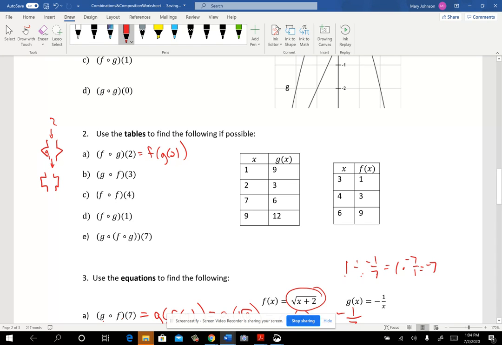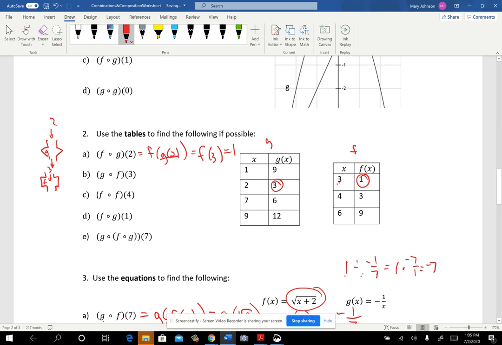Like 2 doesn't go into f. We don't just look at f of 2 and g of 2 and do something. We do g of 2. All right, so here's the g. This is for g. This is for f. G of 2 would be 3. So in place of g of 2, I'm going to put a 3. So what came out of the g function was 3, and that's what's going to go into f. And so now I jump over to the f table, and I find out, well, what is f of 3? So f of 3 would be 1. So my overall answer would be 1.